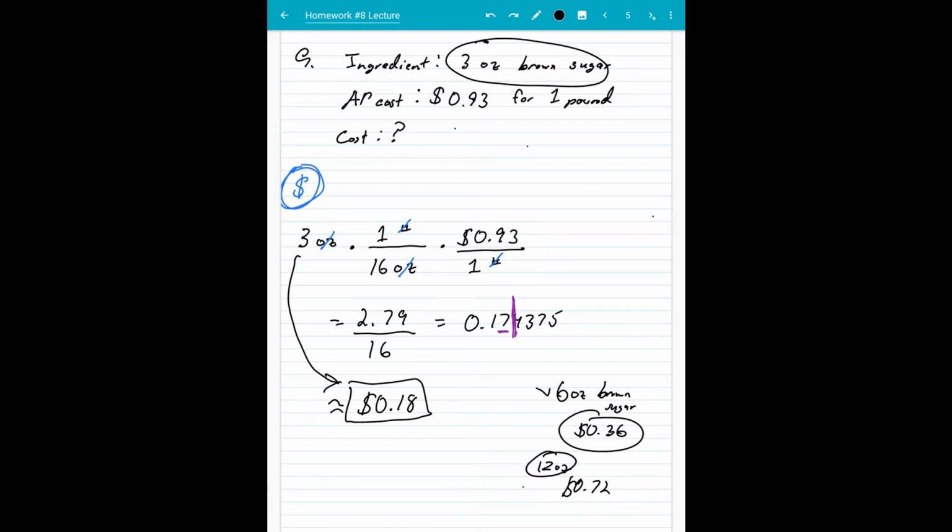So let's try another problem. I'm going to go backwards. Going to go to number 8, just because it has a little conversion factor. This one is find the cost of the ingredient. Our ingredient is 2 teaspoons of baking powder.